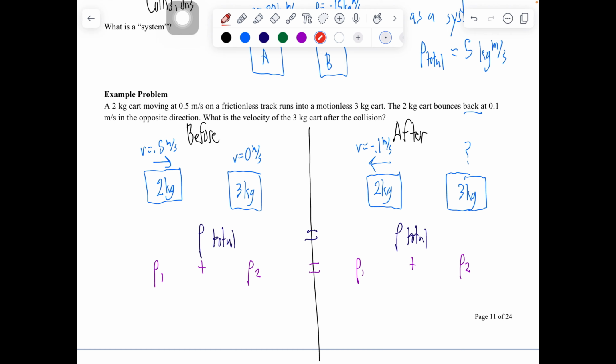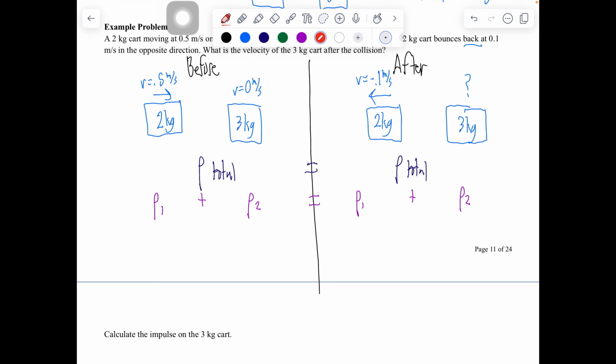Now we can actually replace this. Momentum is mass times velocity, so the momentum of object 1 is m1 v1, the mass of object 1 times its velocity, plus m2 v2, the mass of object 2 times its velocity. On the right-hand side, momentum 1 is m1 v1, and m2 v2.